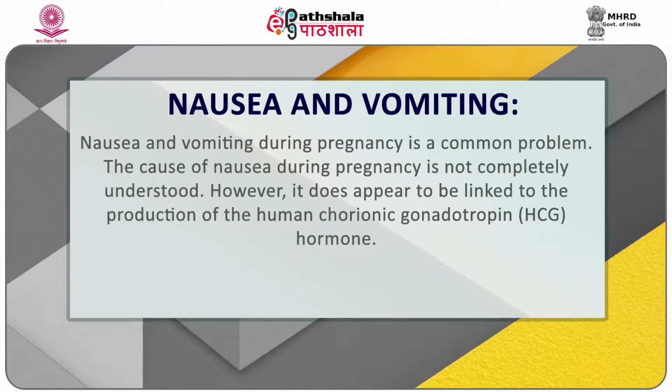Nausea and vomiting during pregnancy is a very common problem. The cause of nausea during pregnancy has not been completely understood. However, it does appear to be linked to the production of the hormone HCG, that is human chorionic gonadotrophin hormone. This is commonly experienced during the first trimester of pregnancy, peaks at around 10 to 15 weeks, and subsides by the 20th week, or at maximum goes on till the 22nd week of pregnancy.